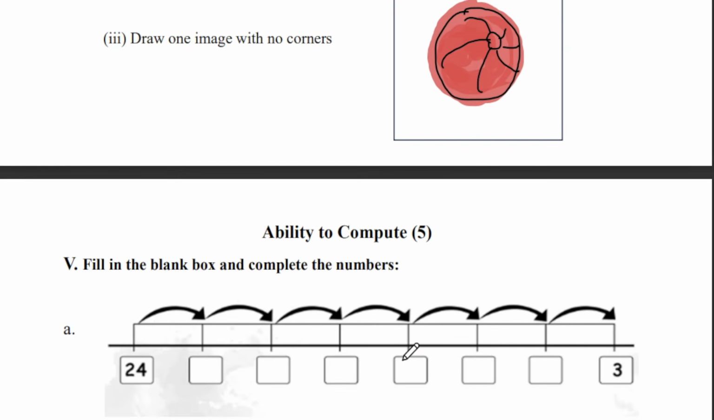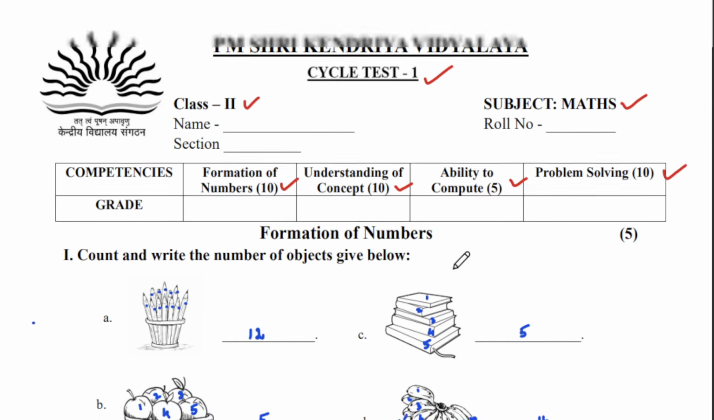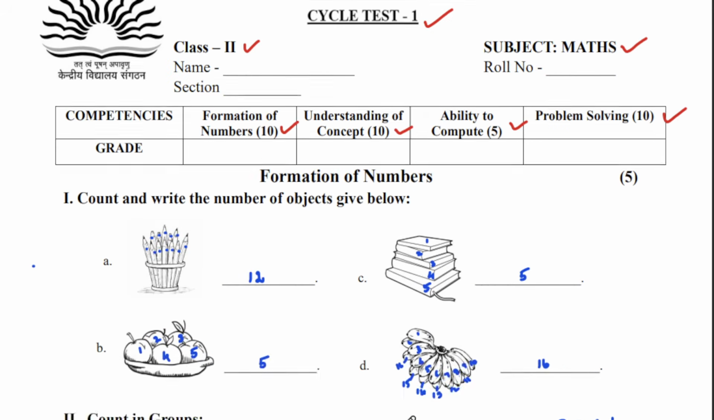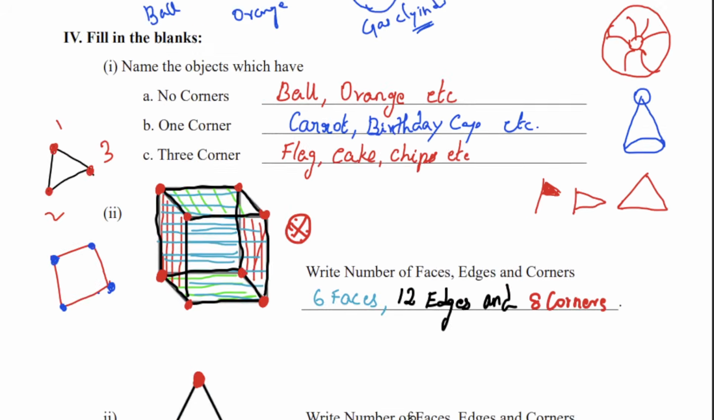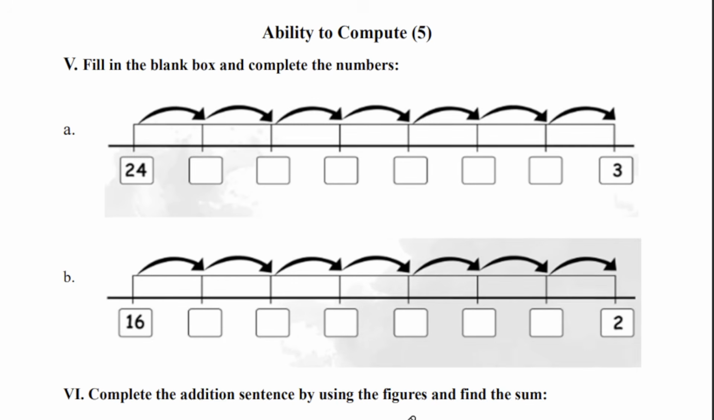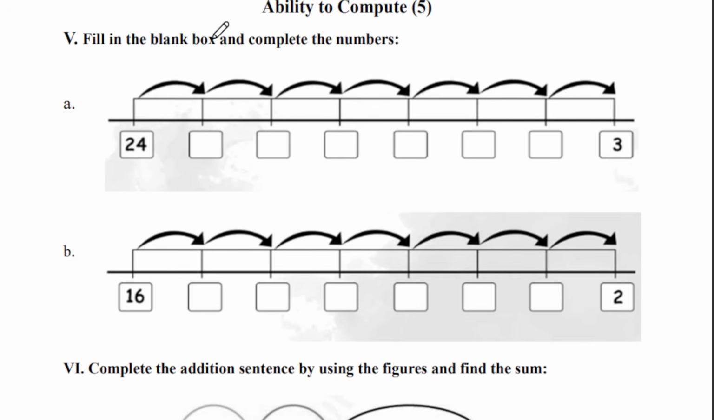So next we have ability to compute, and for ability to compute we have 5 marks. So we will go to ability to compute. Fill in the blank boxes and complete the number. We have been given 24, all other boxes were blank, and we are given 3, starting with 3.